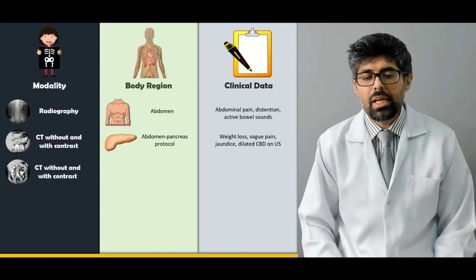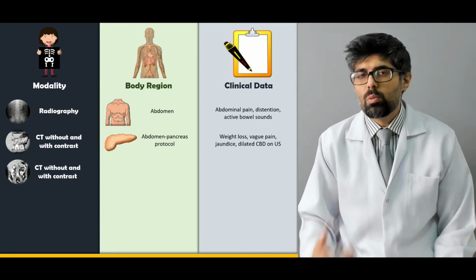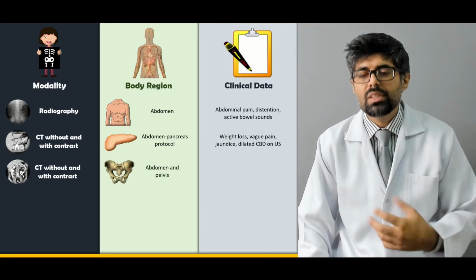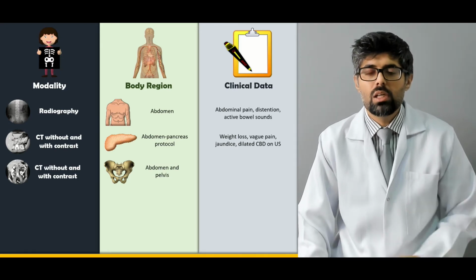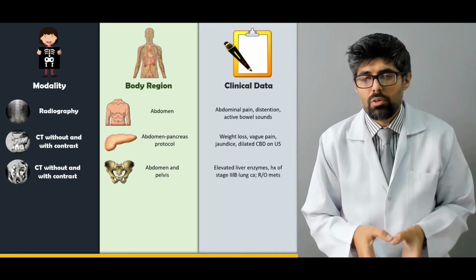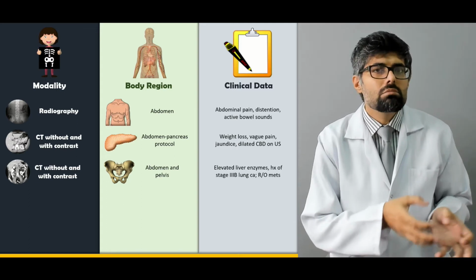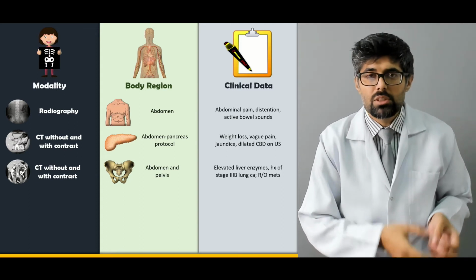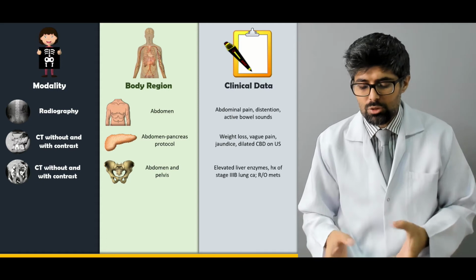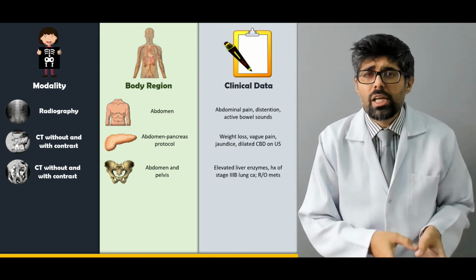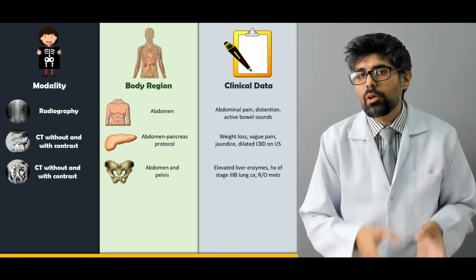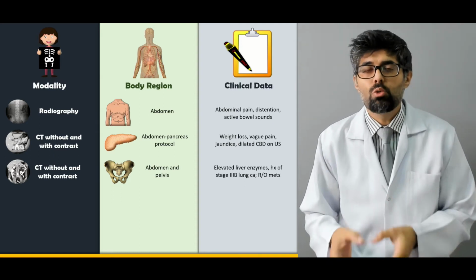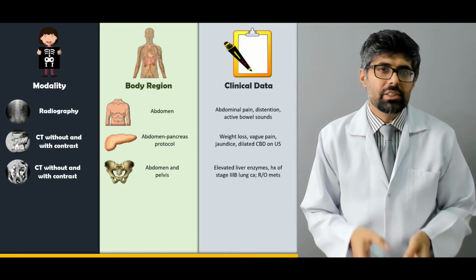The next modality is again CT scan with or without contrast, but this time of the whole abdomen along with the pelvis. If we have a history of elevated liver enzymes, or a later stage carcinoma, especially a lung carcinoma, we do this in order to rule out any metastatic disease.